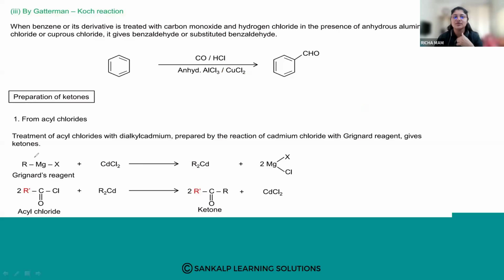So we are making use of these reagents and we obtain benzaldehyde. So this is the Gattermann-Koch reaction. Next we are going to discuss the preparation of ketones.